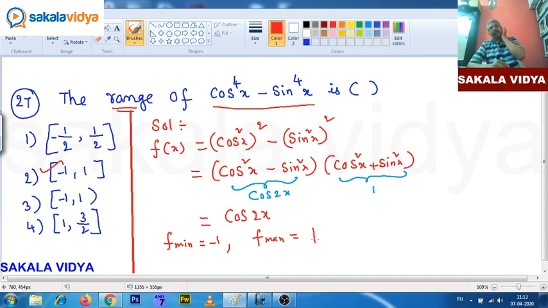Options 2 and 3 are not the same. In option 3, 1 is not included. You just carefully observe. So, here 1 is not included. Just remember. Yes, the intervals are different.